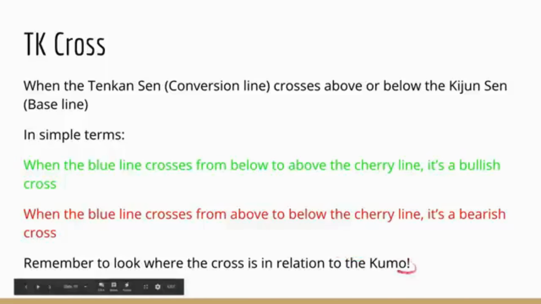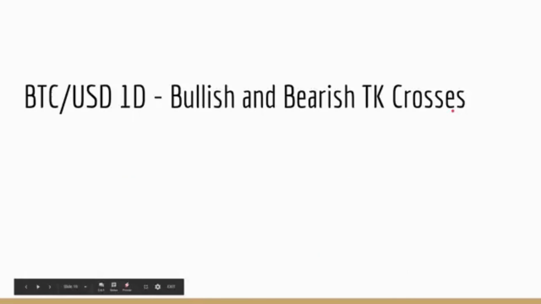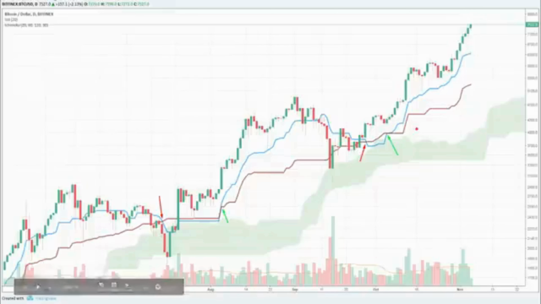And this will make more sense if you look at where it is in relation to the Kumo Cloud. Some examples. As you can see here, this is another Bitcoin daily chart. So the most simple piece of advice I can give you for those who get confused by the lines is follow the blue. Okay, just follow the blue and it'll make a lot more sense.